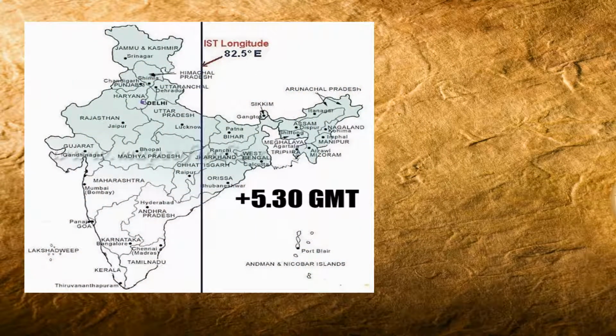As you can see in this map, 82.5 degree east longitude is passing through Uttar Pradesh. So, we can say that 82.5 degree longitude determines Indian Standard Time. Hence, time along the standard meridian of India, that is 82.5 degree east, passing near Allahabad, which is in Uttar Pradesh, is taken as standard time for the whole country.